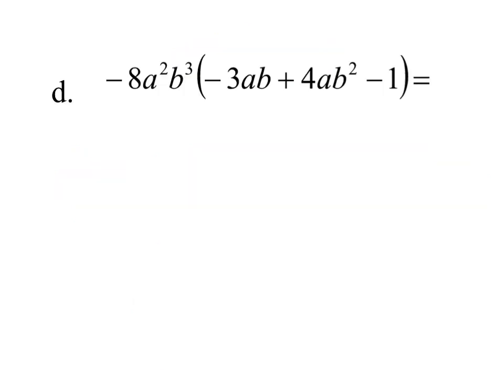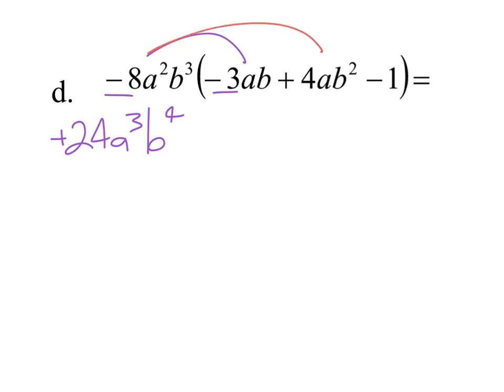For question 1d, our instructions are to multiply. So we're going to be distributing negative 8a squared, b to the third, into each of these three terms. Let's dive right on in, and we're going to look at negative 8 times negative 3 is going to give us positive 24, right, if we're just looking at the coefficients. And then a squared times simply a is a to the third. B to the third times b is going to be b to the fourth. Why? Well, we remember that when we multiply exponents, we're actually adding them.